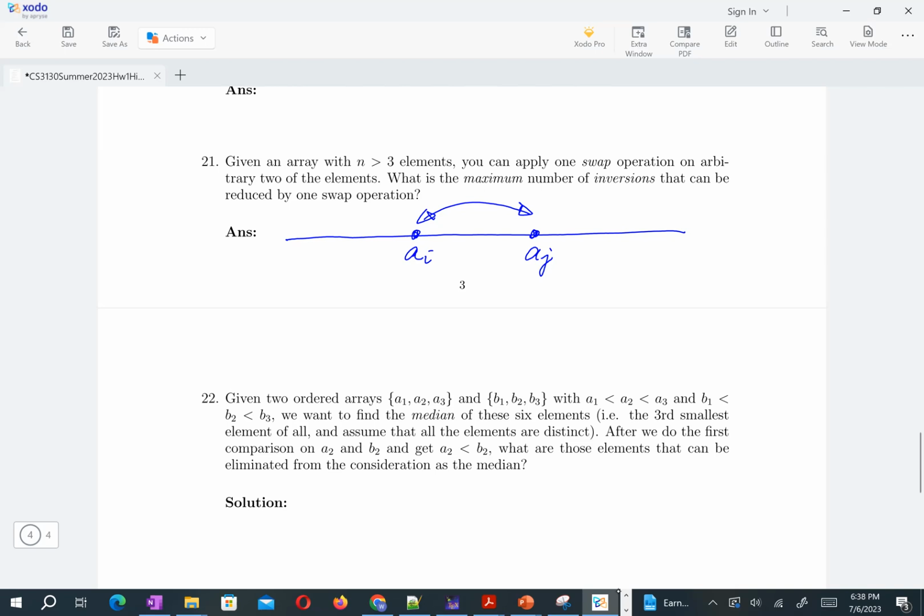These 2 elements divide the whole array into 3 line segments, right? 3 parts. Part 1, part 2, and part 3. Okay, all right. So when you do swap operation, look at one inversion. So now we consider inversion.